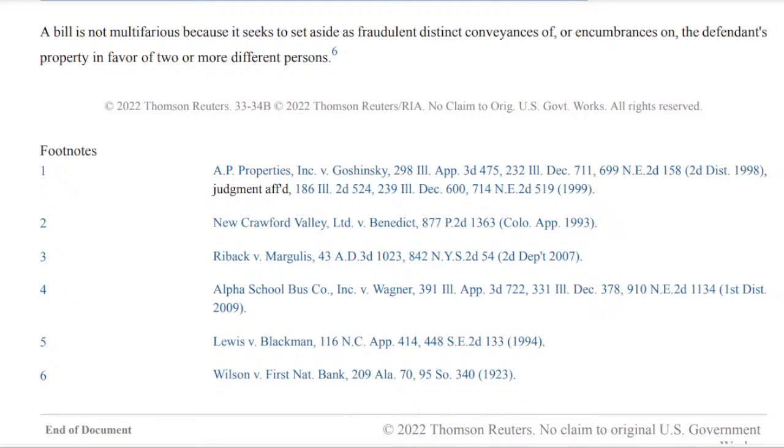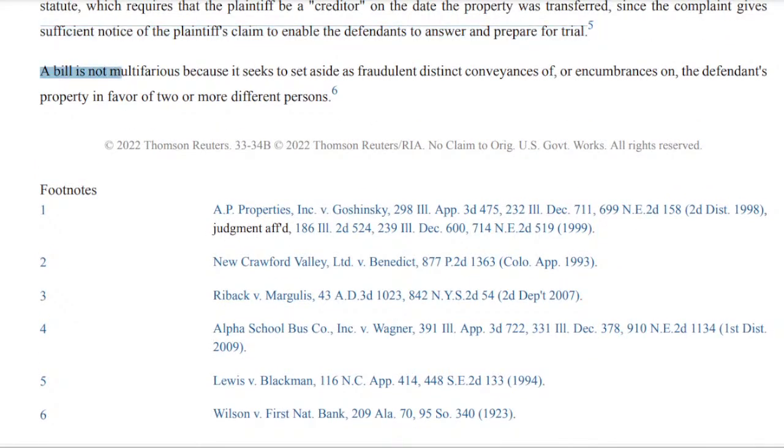Footnote 5, that's from Lewis versus Blackman, 1994, North Carolina. A bill is not multifarious because it seeks to set aside as fraudulent distinct conveyances of or encumbrances on the defendant's property in favor of two or more different persons. Wow, that's an old case here, from 1923, Wilson versus First National Bank in Alabama.